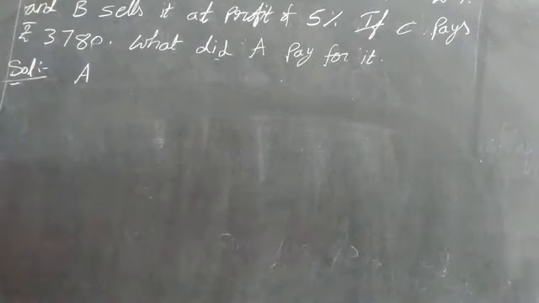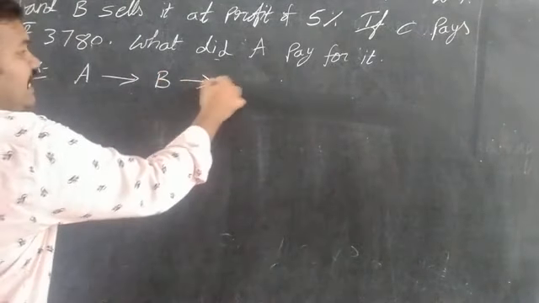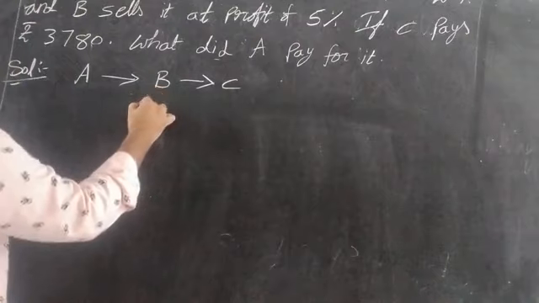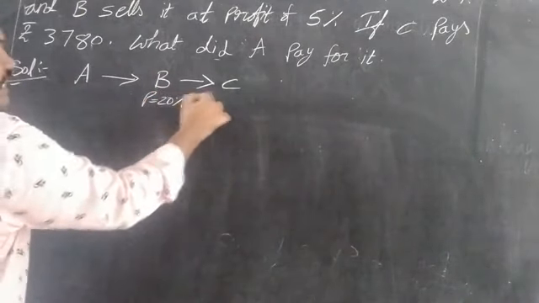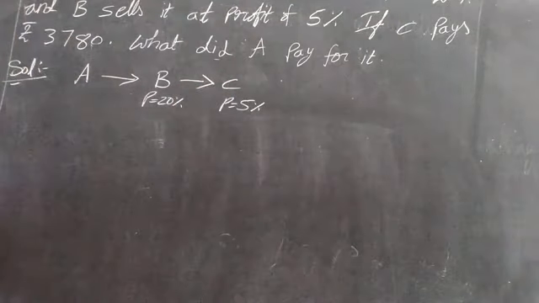Once again, see the sum. A is selling a bicycle to B and B is selling the cycle to C. A is selling to B, and B is selling to C for a profit of 20%, and C is selling for a profit of 5%. Now, here we have to write that one.